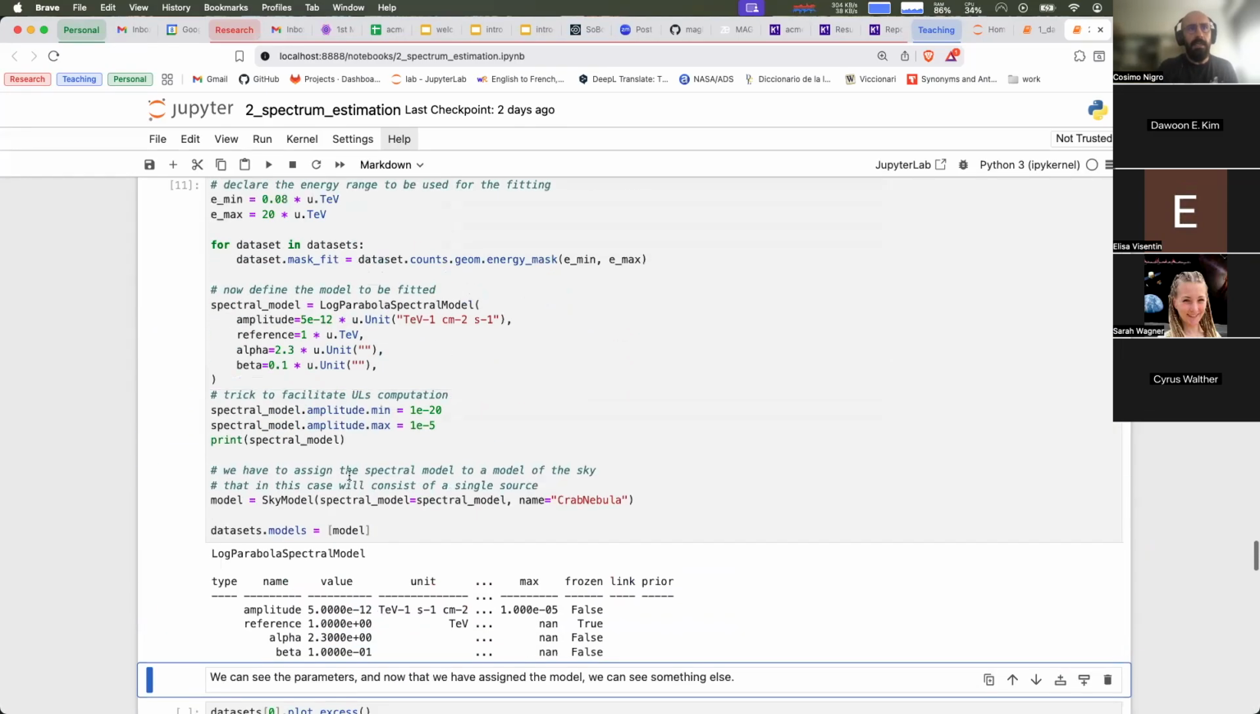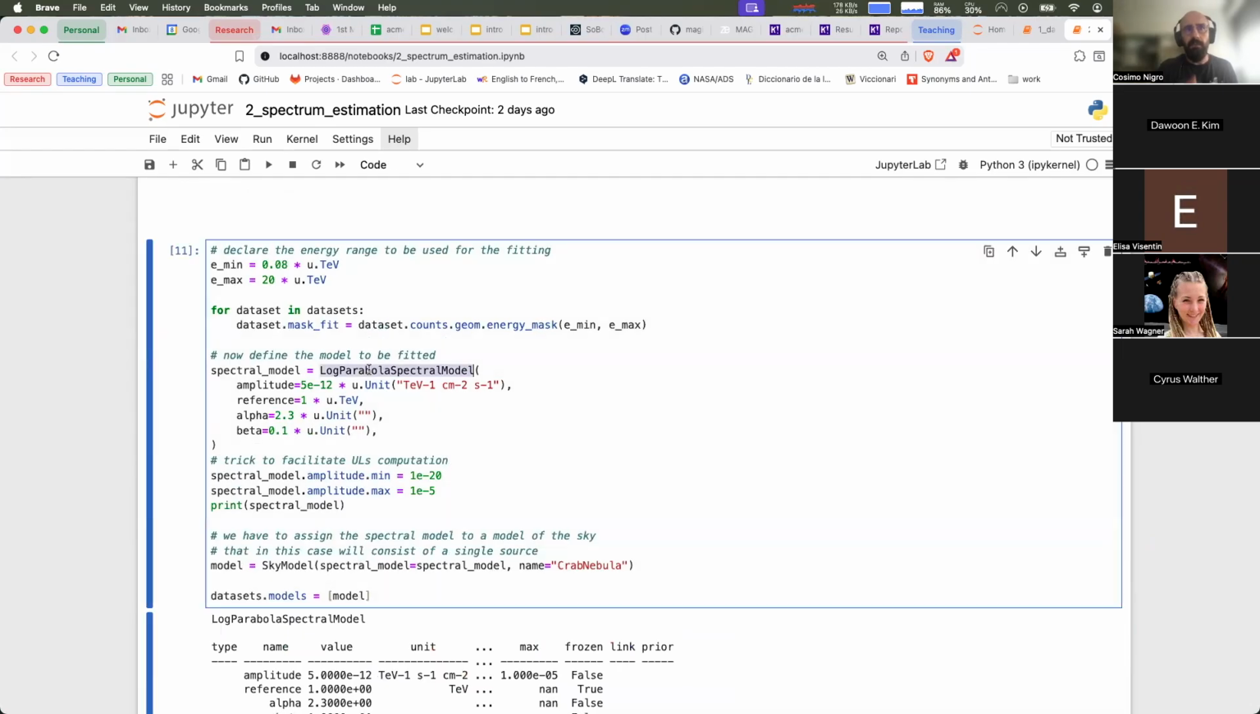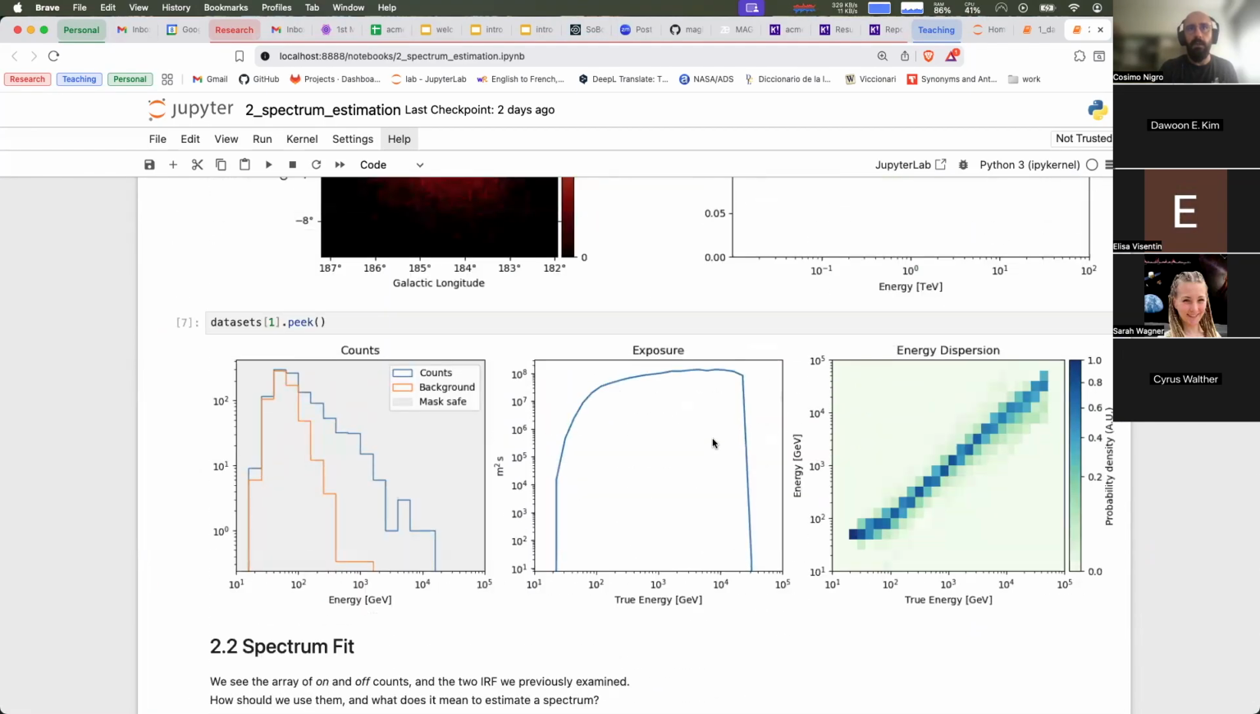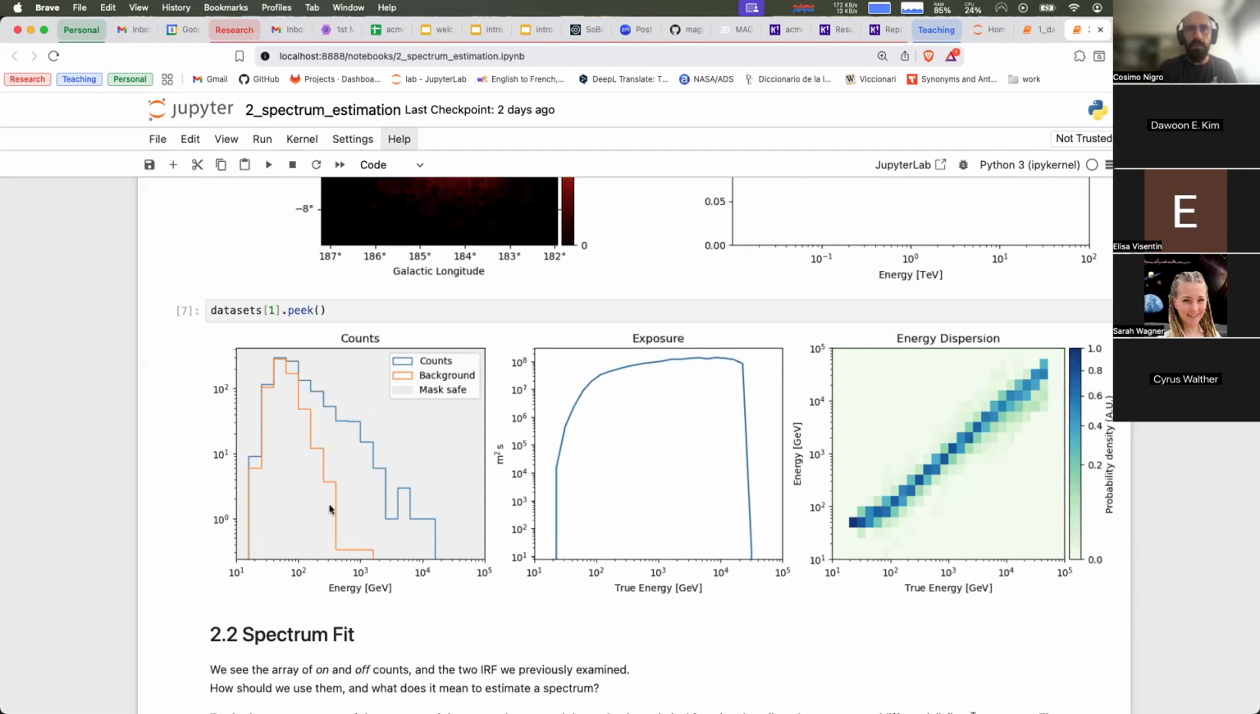And then I will define a spectral model, the log parabola, and I will assign it to the datasets. Okay, so datasets is the list of this reduced data here. Basically I have a list of this type of binned data, and I will assign a model to this data.